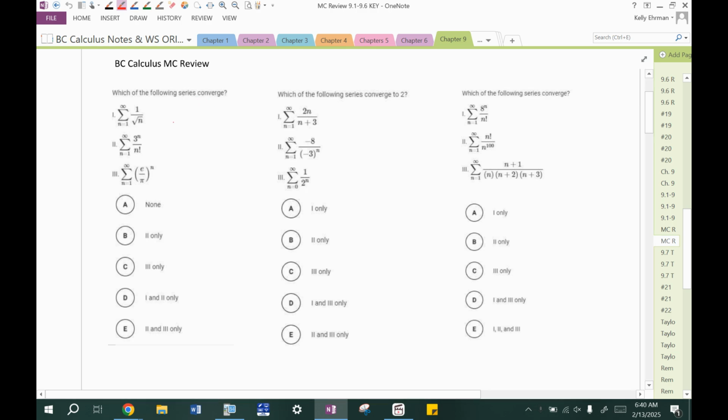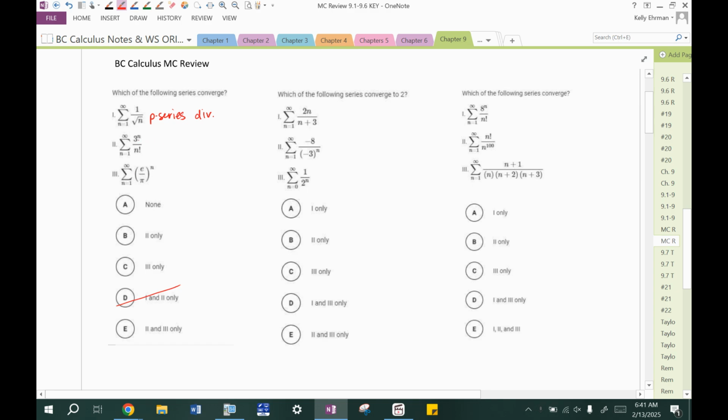So I want to run through a quick nth term test. These are all bottom heavy, so they all have potential. This one is a P series. P is 1/2 though, so it diverges. So I'm going to cross out any answers that have 1 in them.